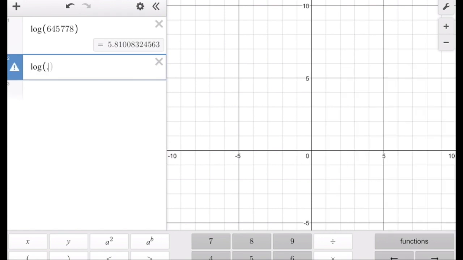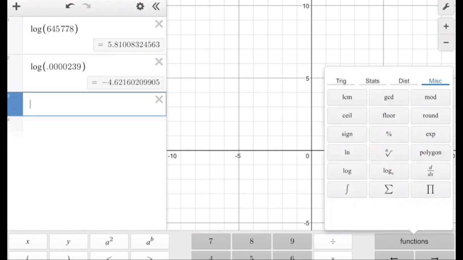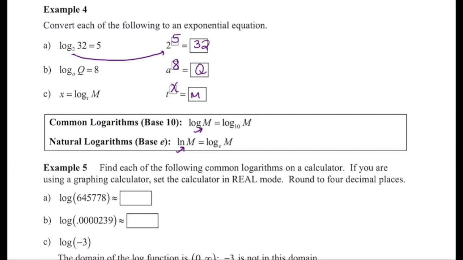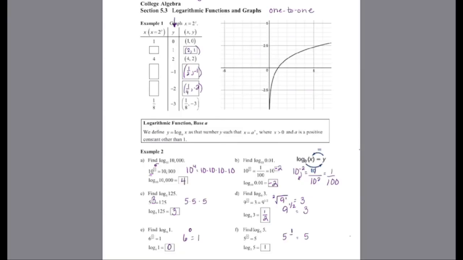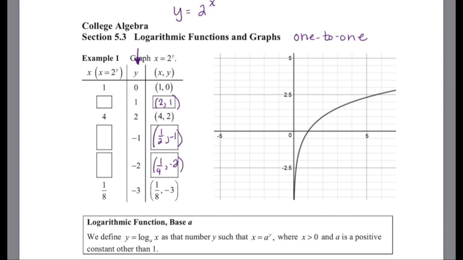Let's try log of a very tiny decimal, 1234239, and we get a negative value. Let's try log of a -3. Oh dear, it's undefined. It doesn't exist.